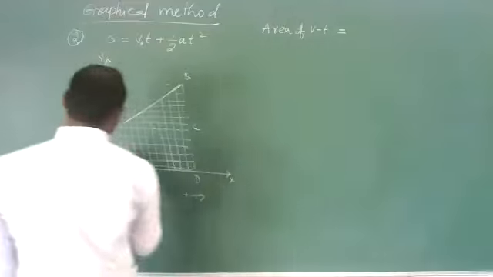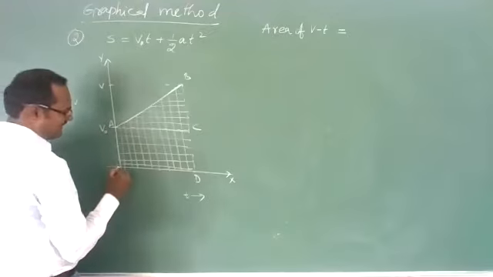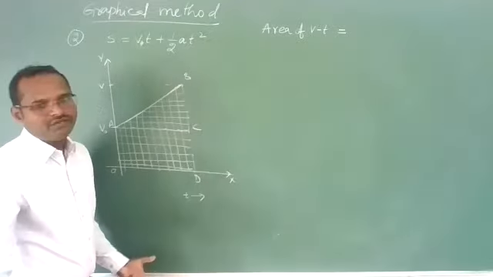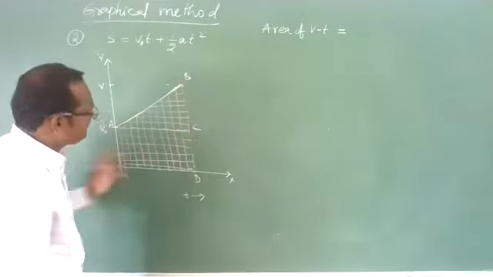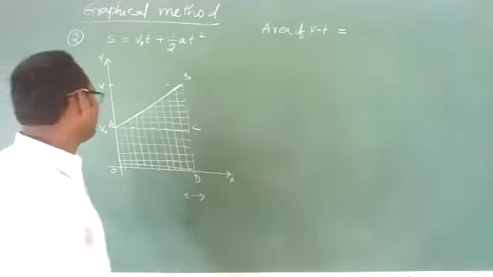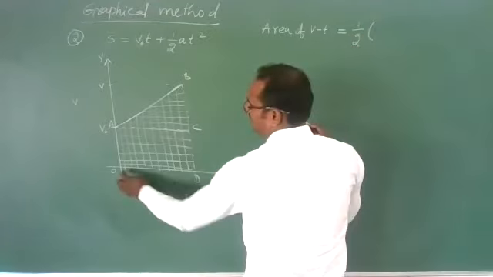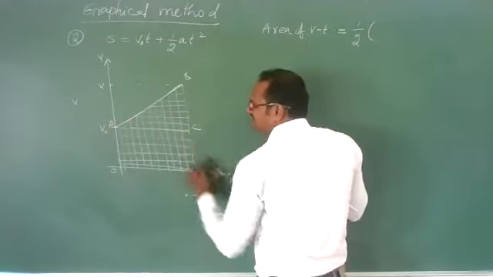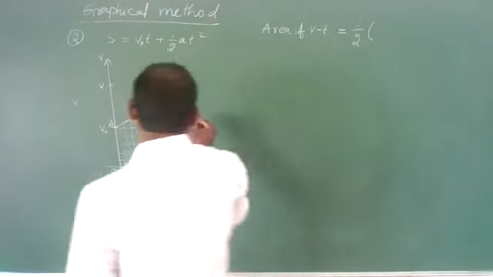You can follow the area of a trapezium. Otherwise, you can see two diagrams here: one is the triangle ABC, and another is the rectangle ACDO. Whatever you want, you do; it is your wish. The area of this total trapezium is half into the sum of the parallel sides, this side and this side, into the height. That is the formula. Clear?